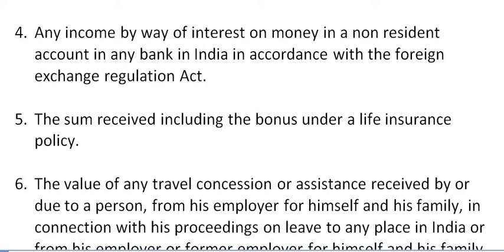Fifth is the sum received including the bonus under a life insurance policy. So any sum received by an individual including the bonus under a life insurance policy, other than any sum received under subsection 3 of section 80DDA or under a Keyman insurance policy. These are certain technical terms. The only thing you should remember is the sum received including the bonus under a life insurance policy is exempted from tax.